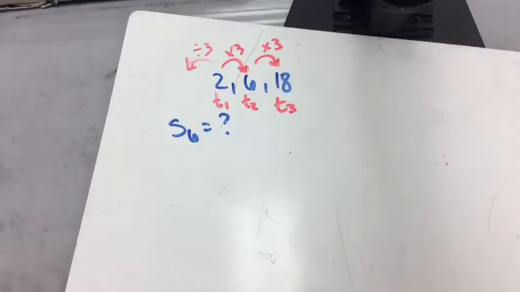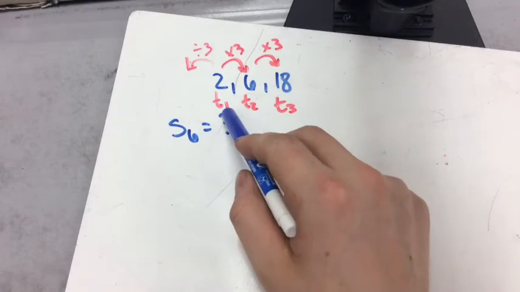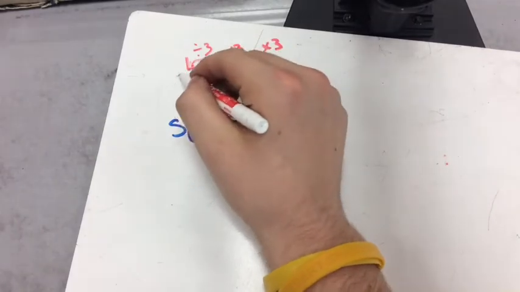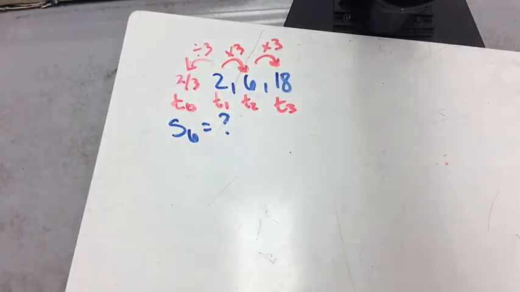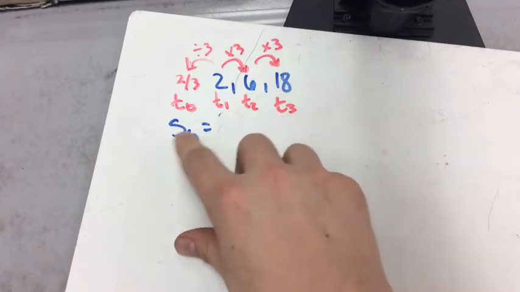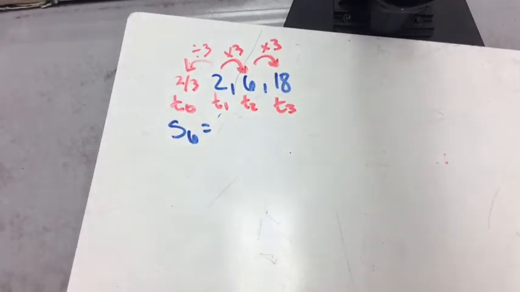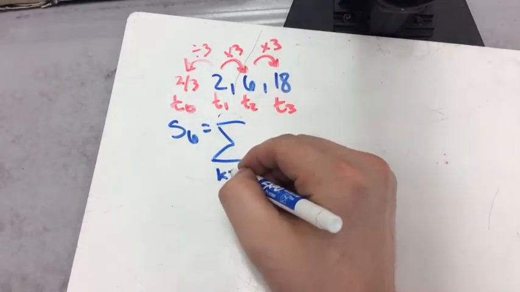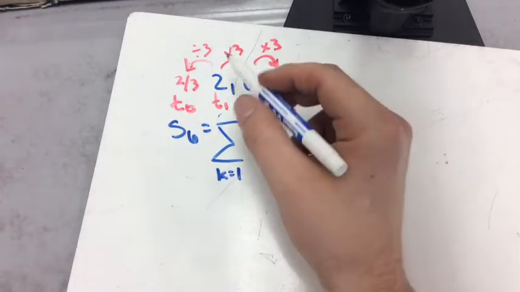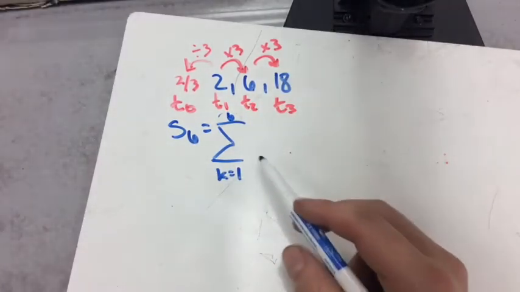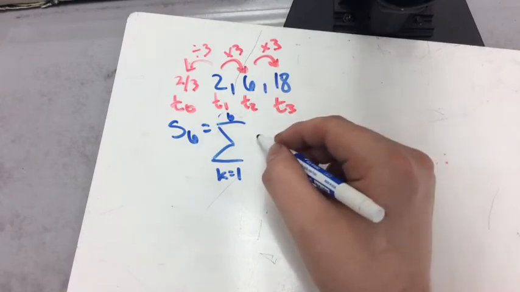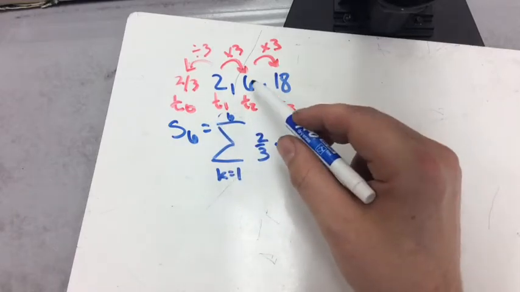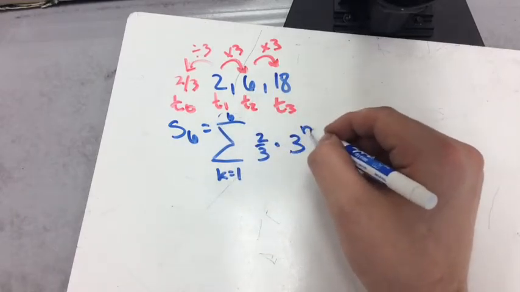Okay, so here's a geometric series. Again, we're given t of 1, t of 2, t of 3. We need to find t of 0. So we'll divide by 3, which will give us 2/3 as t of 0. If we want to look at the sum of the series to 6 terms in sigma notation, we can rewrite this as k starting at 1, and we're going up to 6. And we need to put in the function. The function here is 2/3, our initial value, times, let's see, our multiplier, which is 3 to the n.